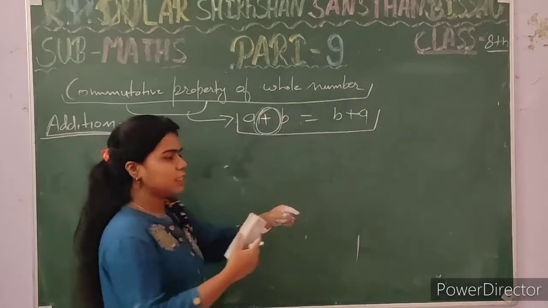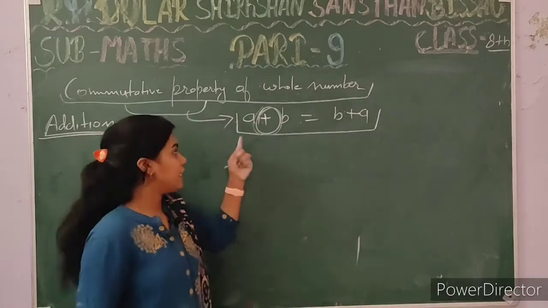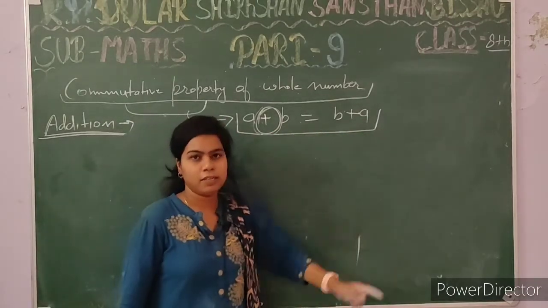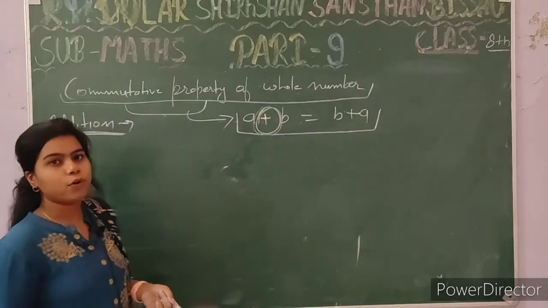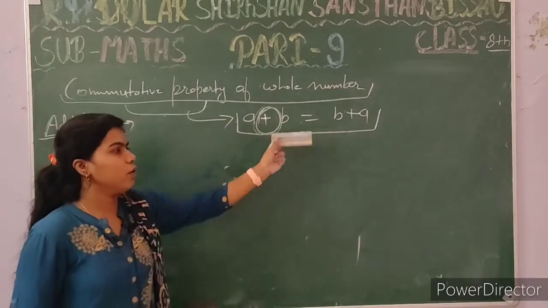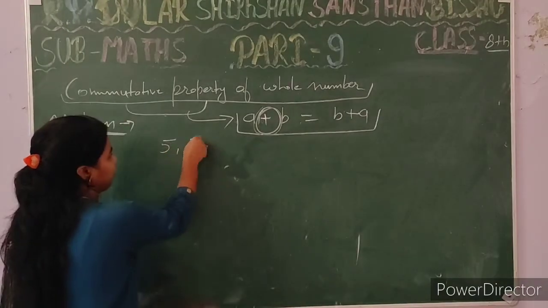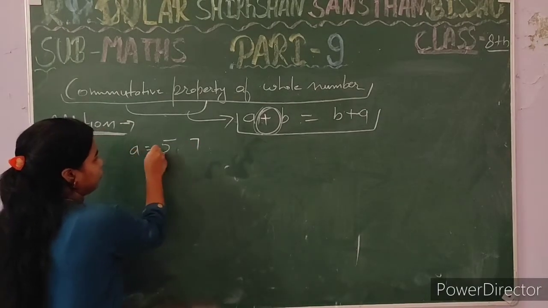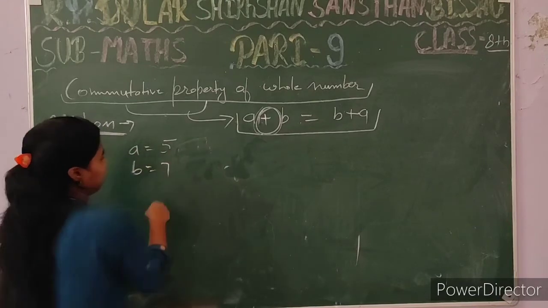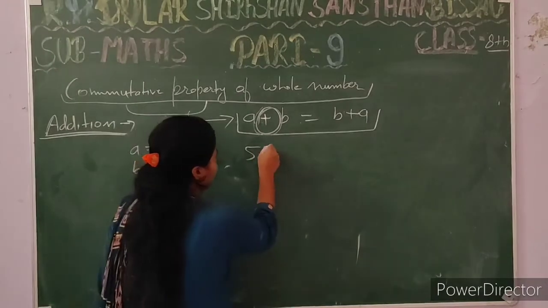It means if we interchange the two whole numbers, as ab then ba, then will the answer be the same or not? Students, first for addition I write the rule of the commutative property, then I take an example like 5 and 7. If a is equal to 5 and b is equal to 7, then will it be satisfied or not? Here we use 5 plus 7.